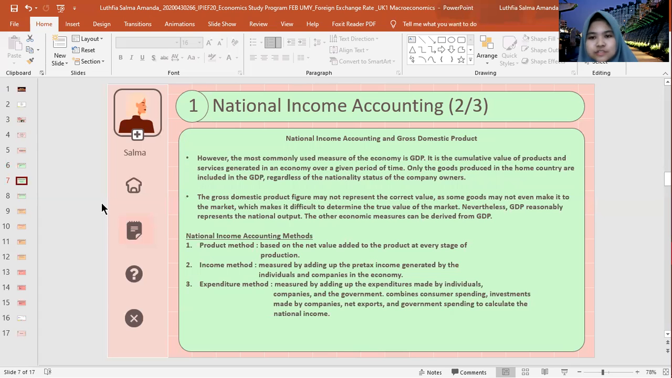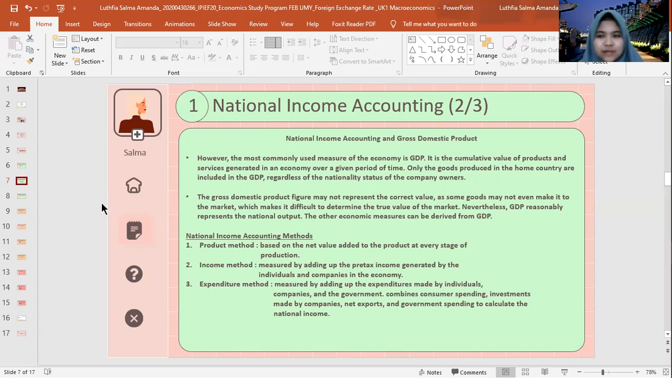Only the goods produced in the home country are included in the GDP, regardless of the national status of the company owners. The GDP figure itself may not represent the correct value, as some goods may not even make it to the market, which makes it difficult to determine the true value of the market. Nevertheless, GDP is very present. The national output and other economic measures can be derived from GDP.